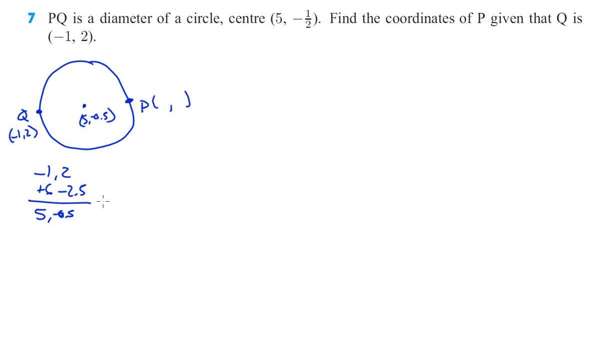So I have to do the exact same thing to that midpoint. So I'm going to start with 5, negative 0.5, and I'm going to add 6 to the x and subtract 2.5 from the y, and that'll give us 11, negative 3 should be our other endpoint there. Okay? Okay.